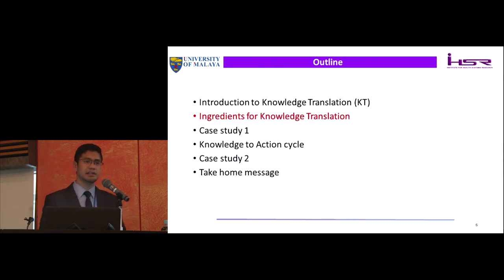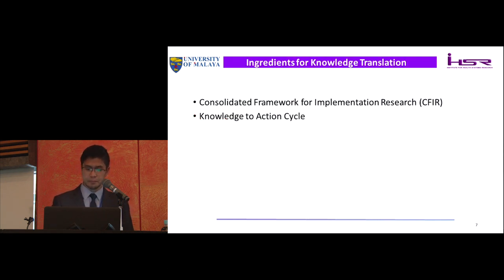So that, in a nutshell, is what KT is all about. It's the whole process of making sure that the knowledge created is translated and transformed into utilization and application. The next question is, what are the elements, the ingredients that we need for KT to happen? For this, I would like to share with you two major frameworks in the KT world. First is the Consolidated Framework for Implementation Research, known as CFIR. Second is the Knowledge to Action Cycle.